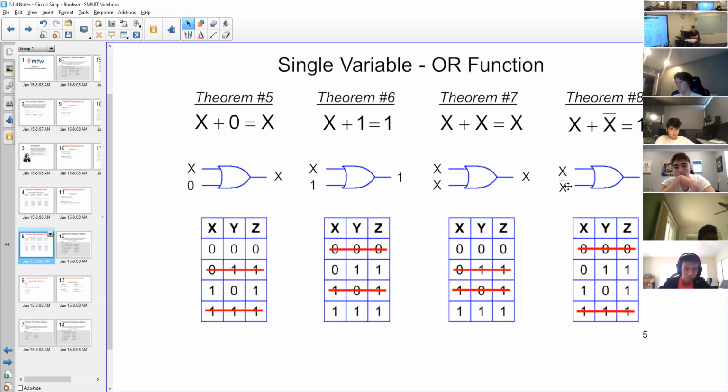And then if you have an x plus a not x, since it's an OR gate, it doesn't matter what x is. If x is 0, not x is 1, so the output's 1. If x is 1, not x is 0, but the output's still 1. So if you ever have an x plus a not x, your output will be a 1, so you can simplify that expression to a 1. All right, so that is numbers 5 through 8 on your Boolean theorems. We're picking up speed a little bit here. Just one more to look at, and then we're going to start looking at some examples.